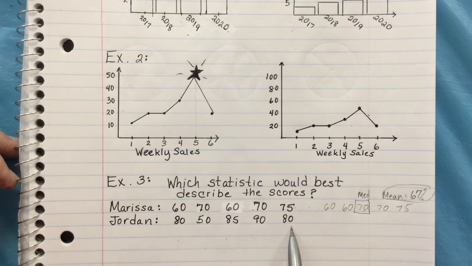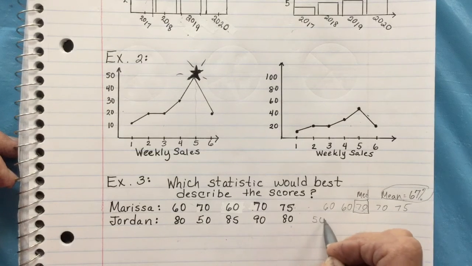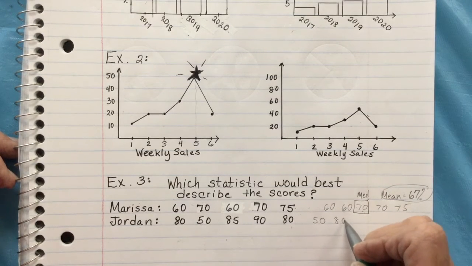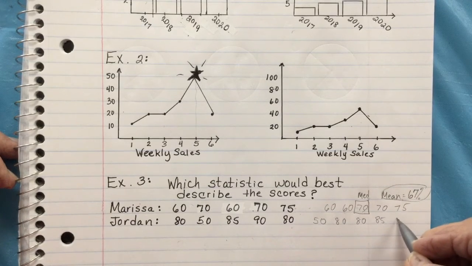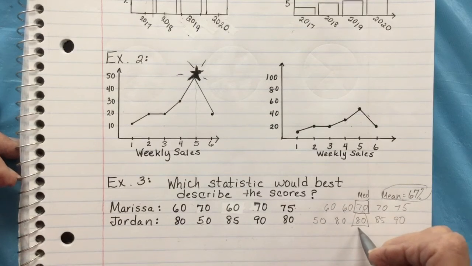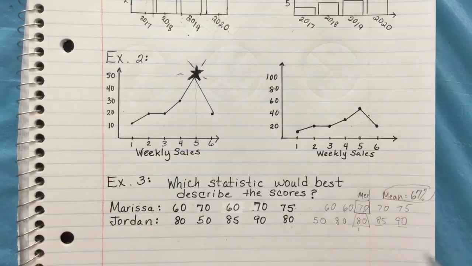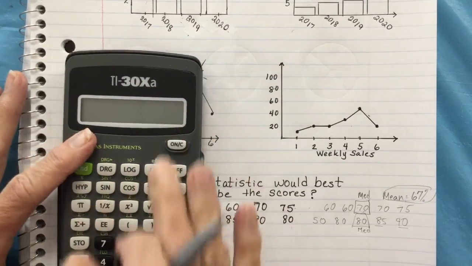Jordan, on the other hand, has a median. His scores are mostly above 80. So there's a 50 that throws them off, and then there's two 80s, but then there's an 85 and there's a 90. So if he uses median, median is a low B, but he has a higher B and he has an A. So let's see if we want to use the median, or maybe the mean would work better.